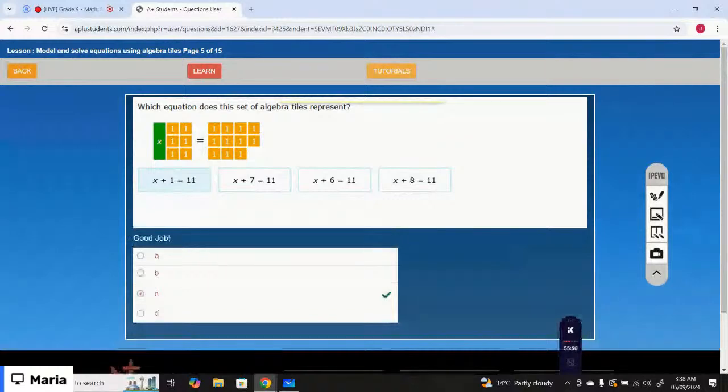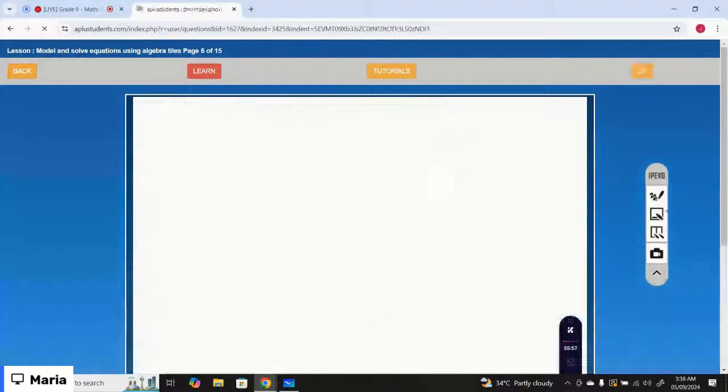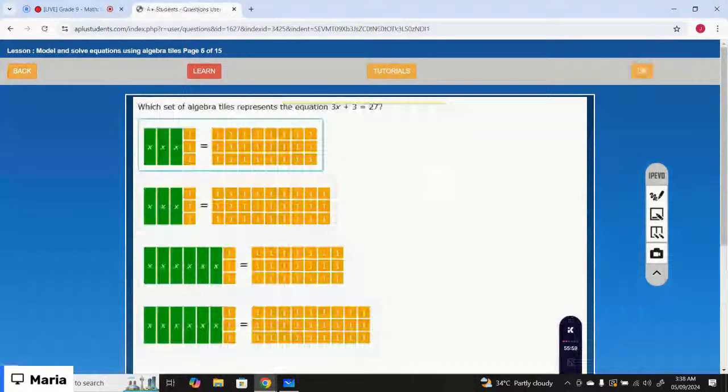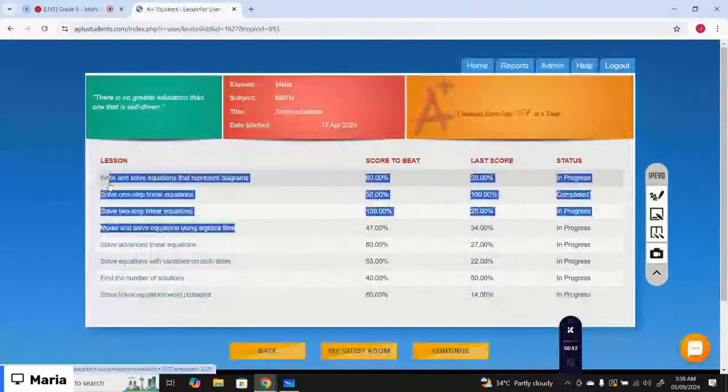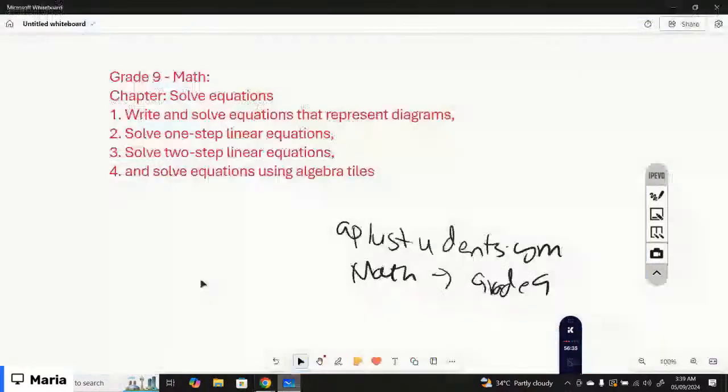Okay, you can complete the lesson by yourself later today. So we were working on grade 9 math. The chapter we were working on is solve equations, and the lessons we have covered today are write and solve equations that represent diagrams, solve one-step linear equations, solve two-step linear equations, and model and solve equations using tiles. So please make sure before the next session you complete all the practice questions for the lessons we just did. That is your homework until the next session, right?